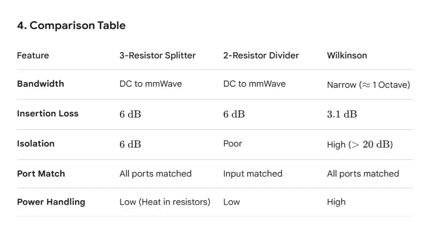4. Comparison table. Bandwidth: 3 or 2 resistor splitter, DC to millimeter wave; Wilkinson, reactive, narrow bandwidth, about 1 octave. Insertion loss: 3 or 2 resistor splitter, 6 dB; Wilkinson, 3.1 dB. Isolation: 3 resistor splitter, 6 dB; 2 resistor splitter, poor isolation; Wilkinson, high isolation. Port match: 3 resistor splitter, all ports matched; 2 resistor splitter, input matched; Wilkinson, all ports matched. Power handling: 3 resistor splitter, low power handling, heat in resistors; 2 resistor splitter, low power handling; Wilkinson power divider has high power handling.